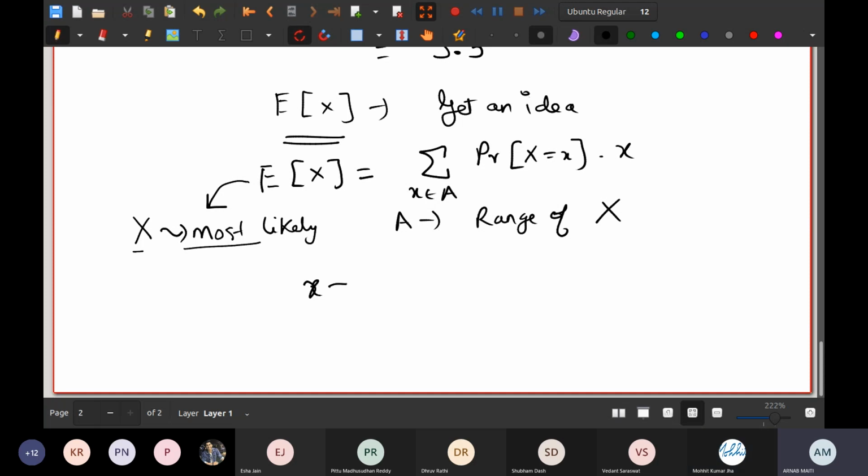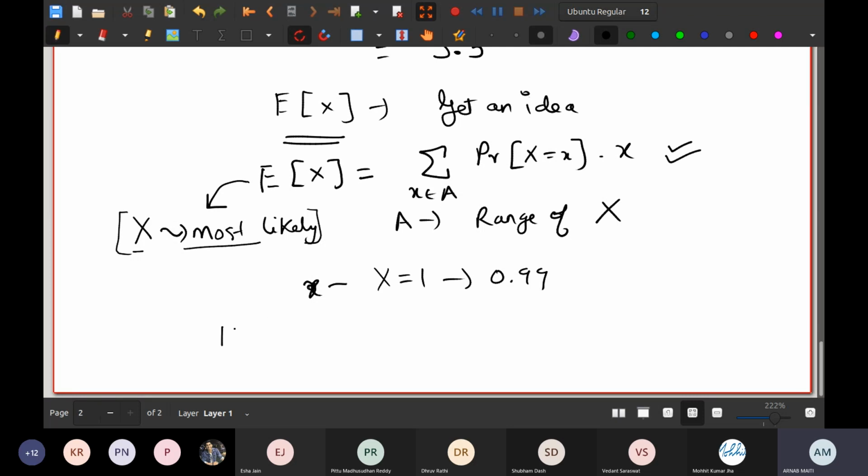So say your dice is very skewed, like the probability of getting 1 is 0.99, then your expectation will be very close to 1. You can do the summation and check, you'll get very close to 1. So this gives me an idea of the most likely value of x, and this is how it is defined, which is quite intuitive also.